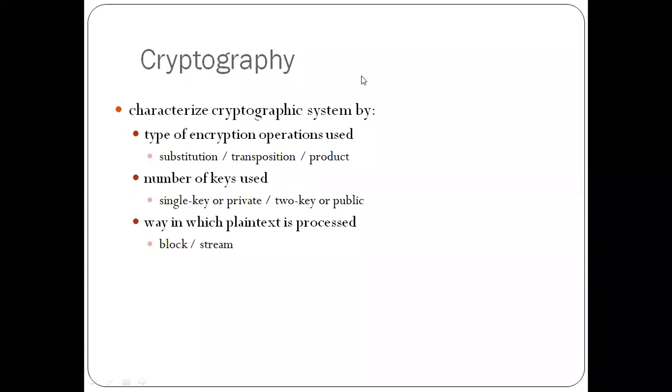Now, one more way of characterizing this cryptography is how you are going to process the plain text. That is either block or stream, right? So do remember how we are classifying the different cryptography techniques. We have seen three of them. First, depending on the type of encryption operations, either you may use transposition, substitution, or product. Then the number of keys you are using, single or two. Then the way you are processing the plain text.